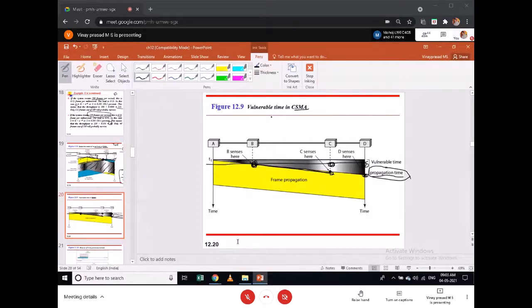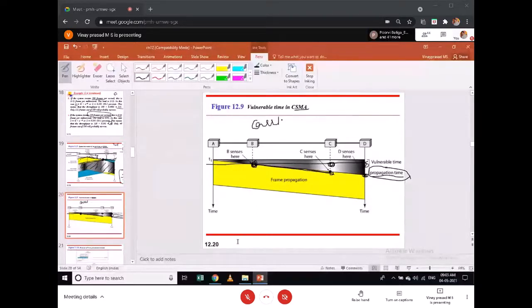So there might still exist some collision due to the propagation delay. Okay, so this is the one thing. So we were adding a carrier sense before you send.